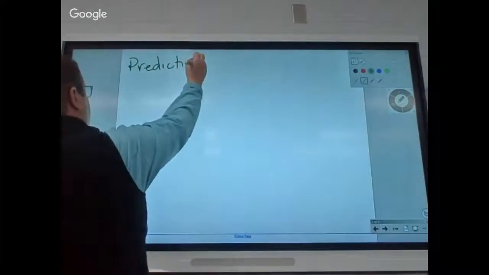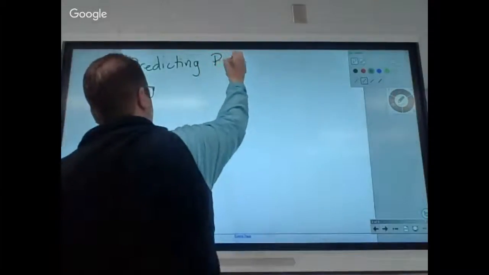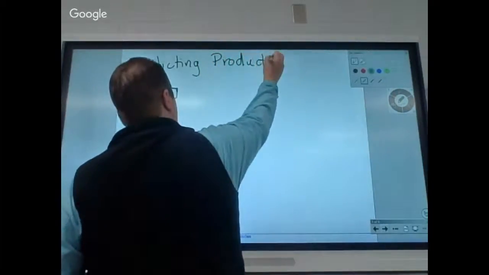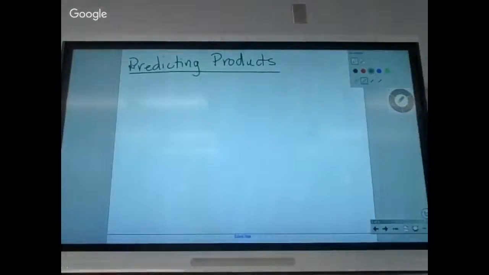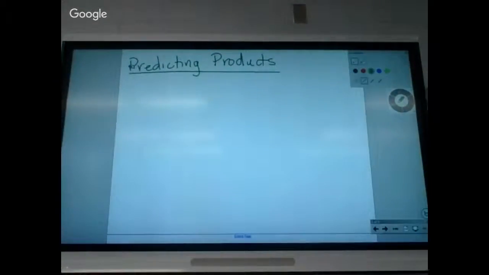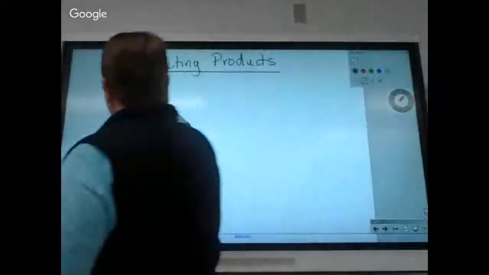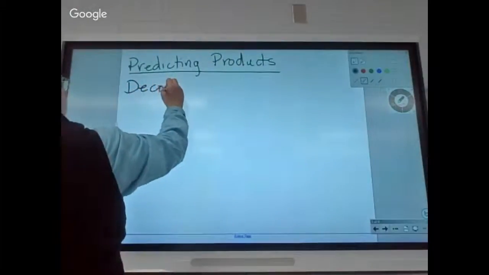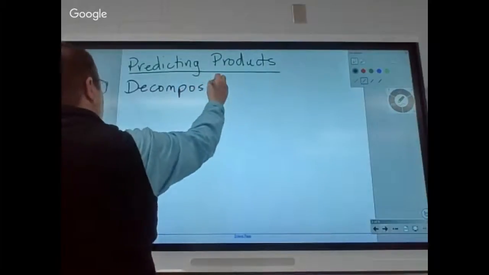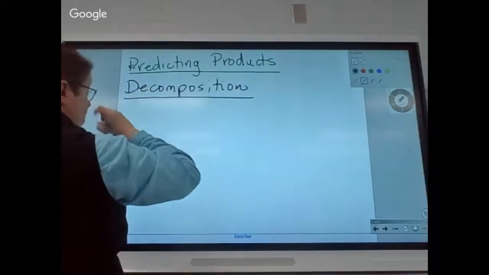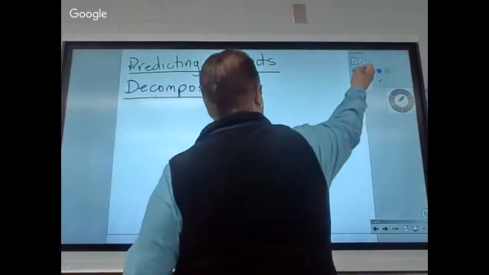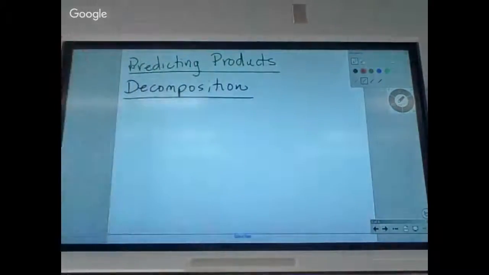The unit: we are still predicting products. We've done single and double displacement. Yesterday we added in combustion. So what 2 types are we adding in today? Decomposition. So today we're going to start with decomposition. By the time you leave class today, all 5 types will be mixed up. Yes, all 5 types will be all mixed up.